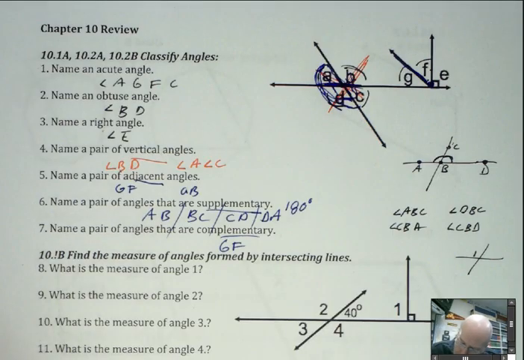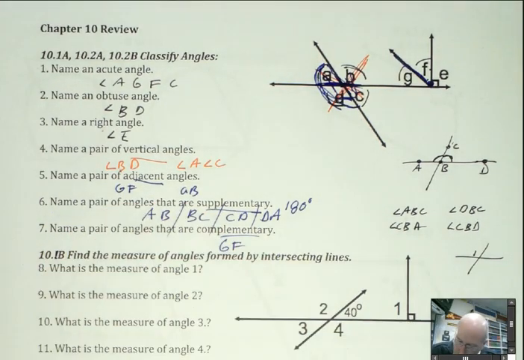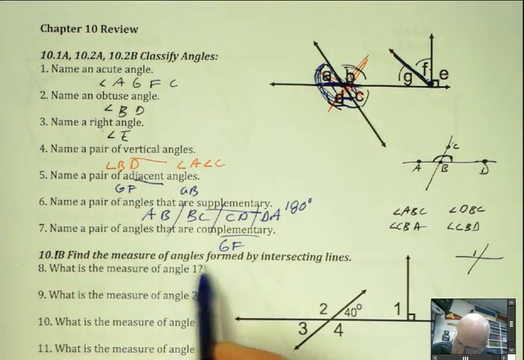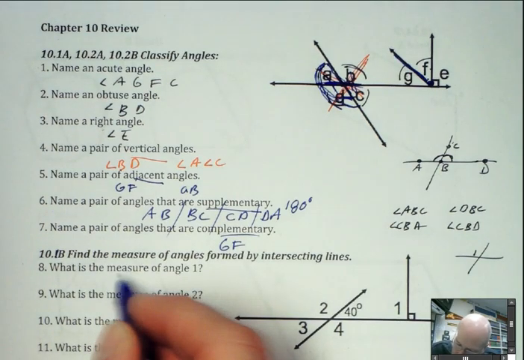All right. Now we're down here to good old 10-point exclamation point. That should be 10.1b. Find the measure of angles formed by intersecting lines. All right, so let's see. What is the measure of angle 1?